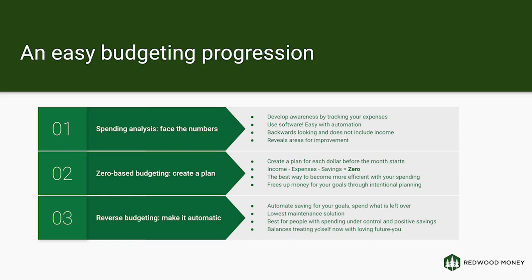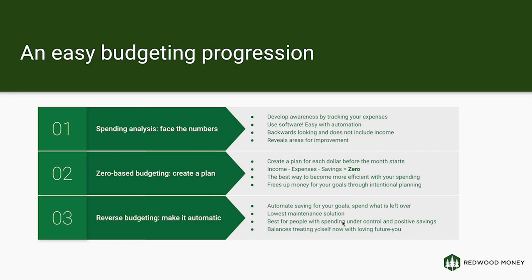And so I talked about this easy budgeting progression in the first video. You start with spending analysis, facing the numbers, seeing where your money's going by using software to look back at what you've spent and to reveal areas for improvement. After you've seen the numbers, that allows you to fall into the second step, which is zero-based budgeting, where you create a plan for every dollar in advance so that your income minus your expenses and your savings equals zero. You give every dollar a name. This ultimately frees up money for your goals through intentional planning.